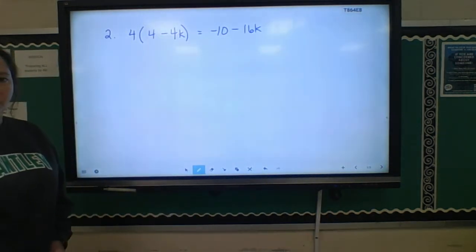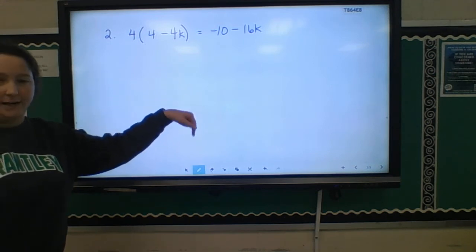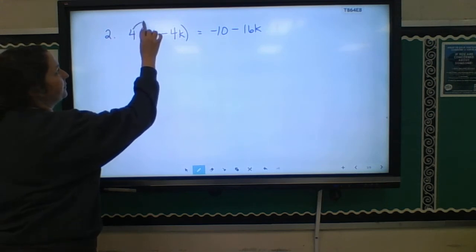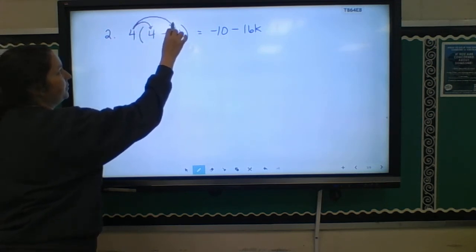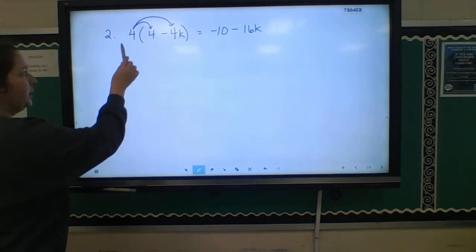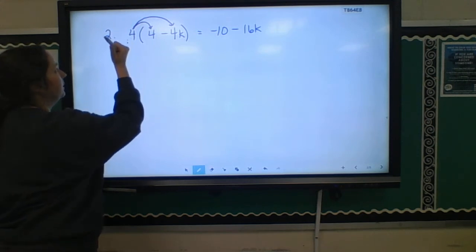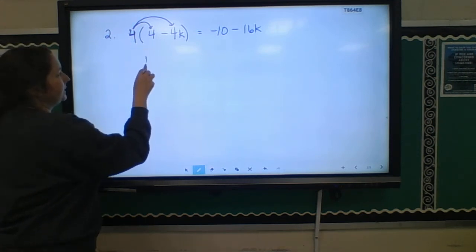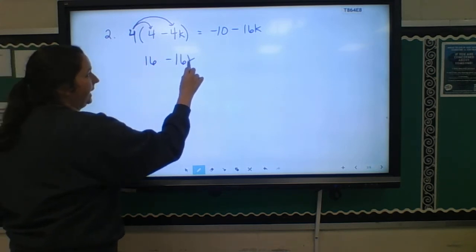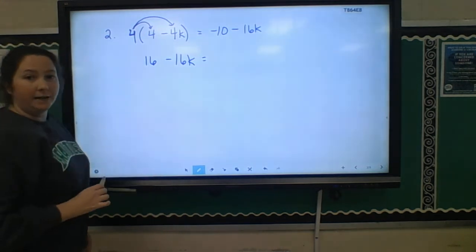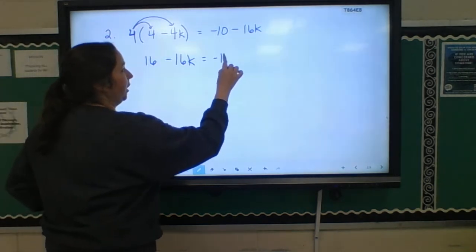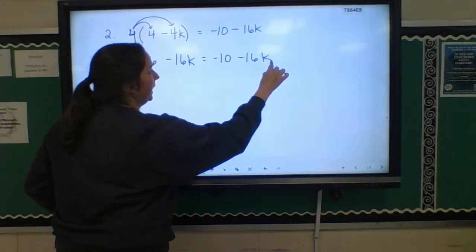So the second problem we're going to work also has a parentheses that we have to get rid of. So I'm going to do the distributive property and distribute the 4. When I distribute the 4, it's got to multiply with the terms inside the parentheses. So 4 times 4 is 16, and then 4 times 4k is 16k. The right side of the equation doesn't have a parenthesis, so we're just going to write it down.